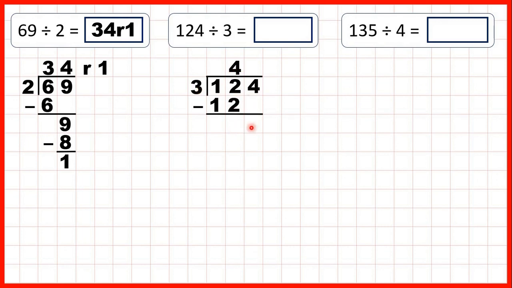Now we subtract and bring down. 12 minus 12 is 0, so we just need to bring down the 4. So we have 4 divided by 3. Now the closest number to 4 in the 3 times table is 3, so we write that underneath, and because 3 is 1 times 3, we write 1 in our answer line. Now we subtract. 4 minus 3 is 1, but we don't have any more digits to bring down, so this 1 is a remainder, so our answer is 41 remainder 1.